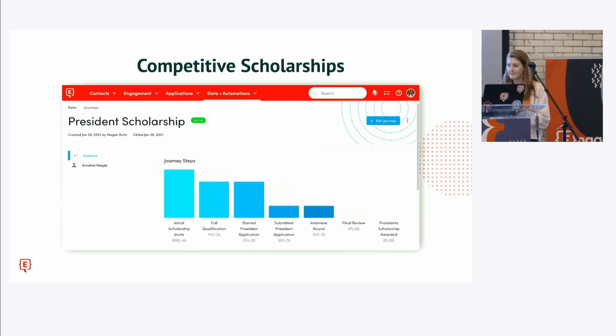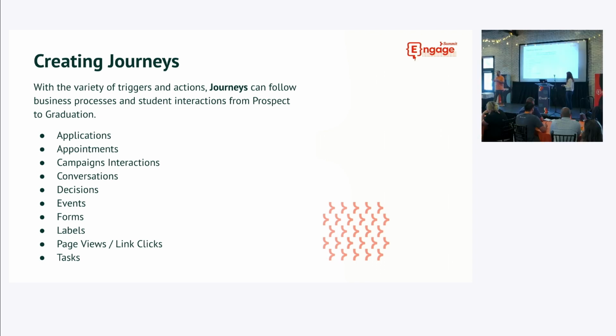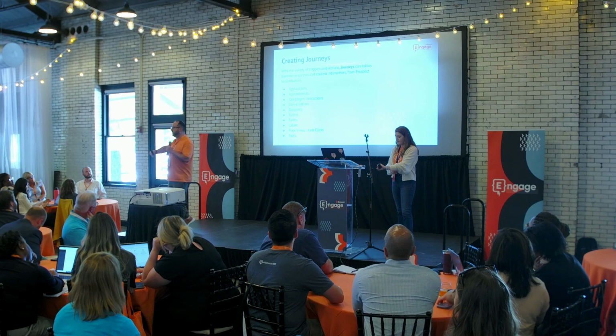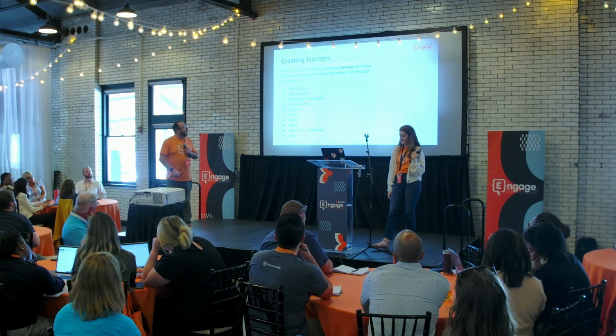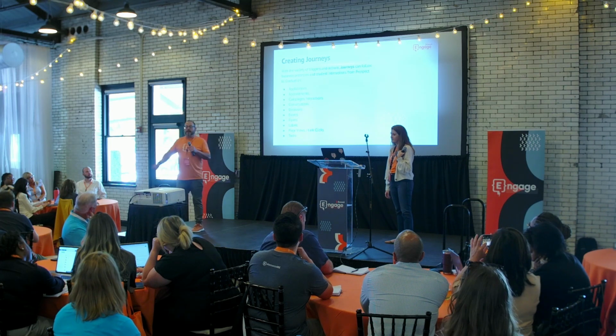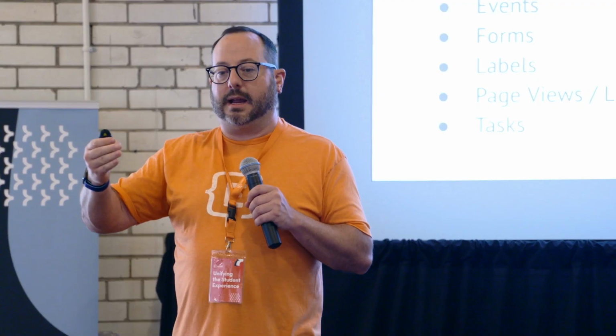Now, one of the things before we jump into some examples is these are all native Element activities, right? These are all the things that show up in the activity stream. If you're on the profile card, you've got the activity stream. So if they are booking an appointment or they attended an event, these are all things that we can use to move someone forward in a journey.